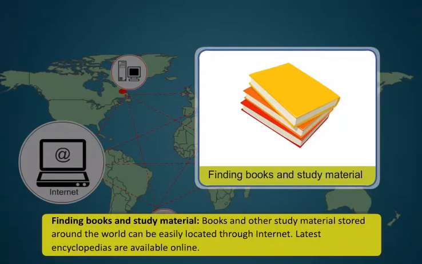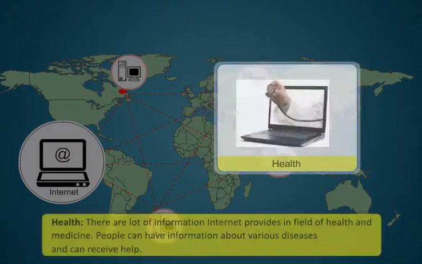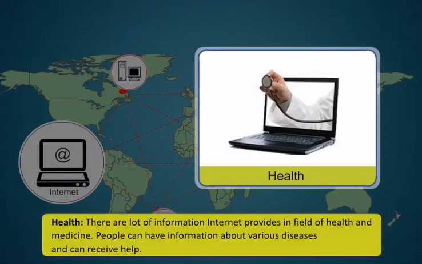Books and other study material stored around the world can be easily located through the internet. Latest encyclopedias are available online. There is a lot of information the internet provides in the field of health and medicine. People can get information about various diseases and can receive help.